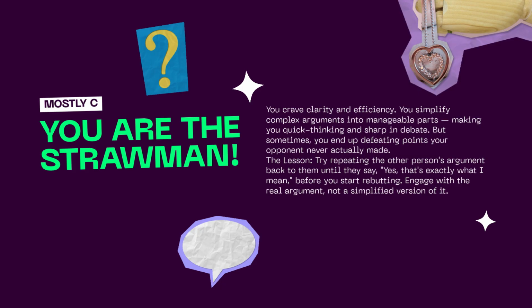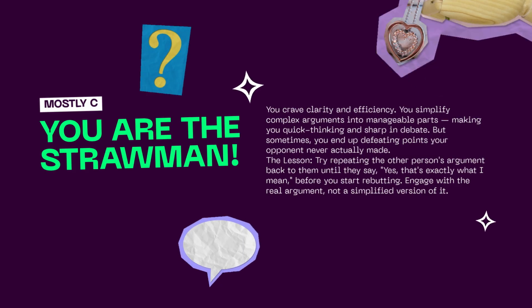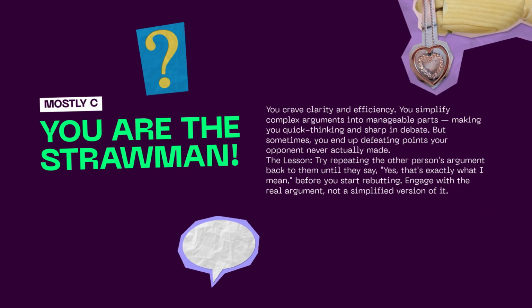Mostly C. You are the straw man. You crave clarity and efficiency. You simplify complex arguments into manageable parts, making you quick thinking and sharp in debate. But sometimes, you end up defeating points your opponent never actually made. The lesson. Try repeating the other person's argument back to them until they say, yes, that's exactly what I mean, before you start rebutting. Engage with the real argument, not a simplified version of it.